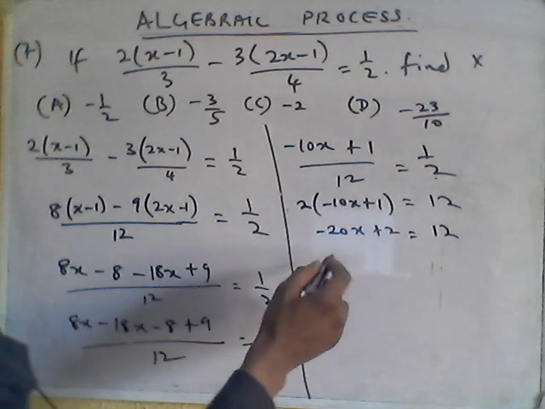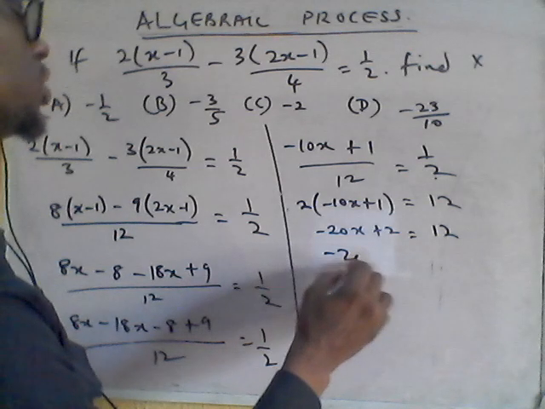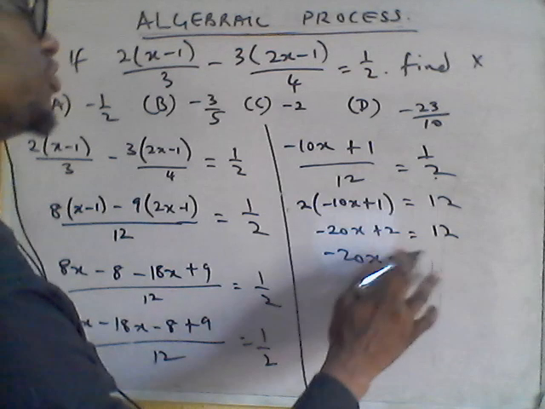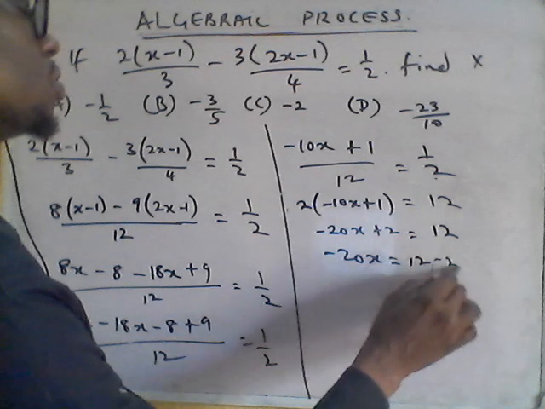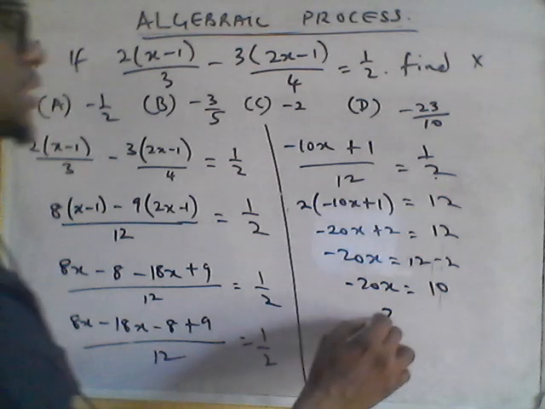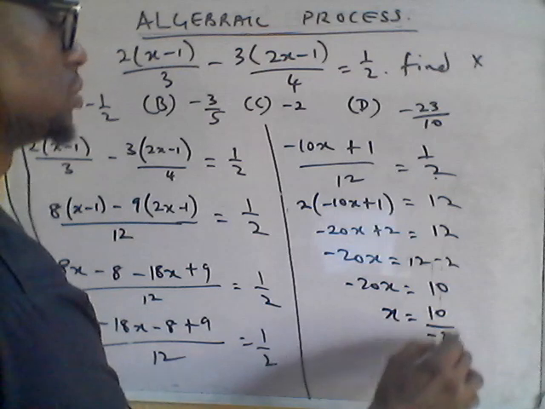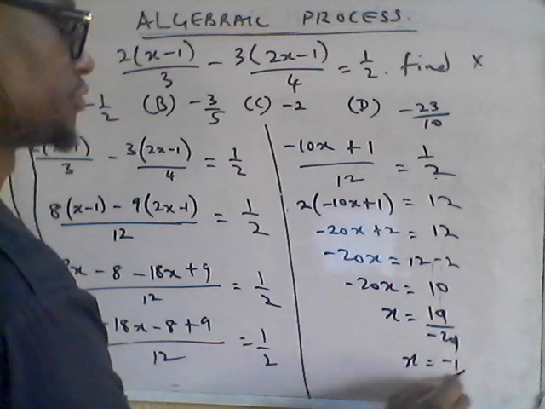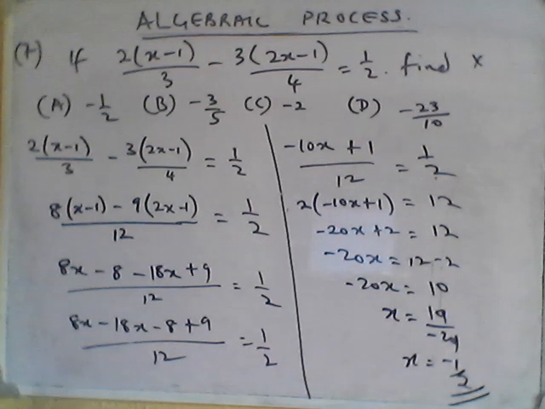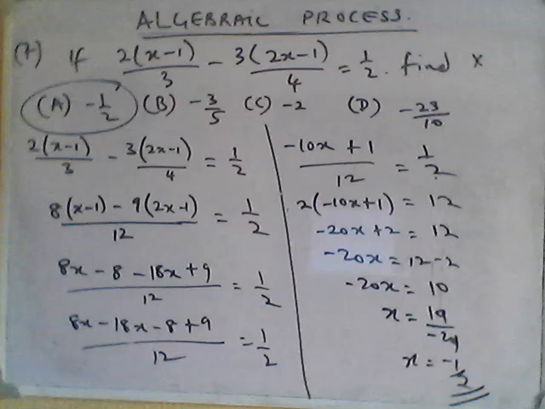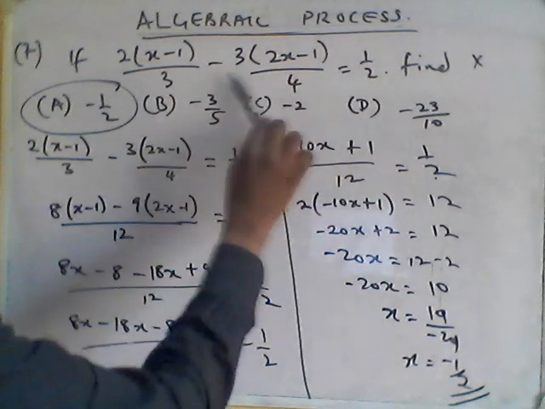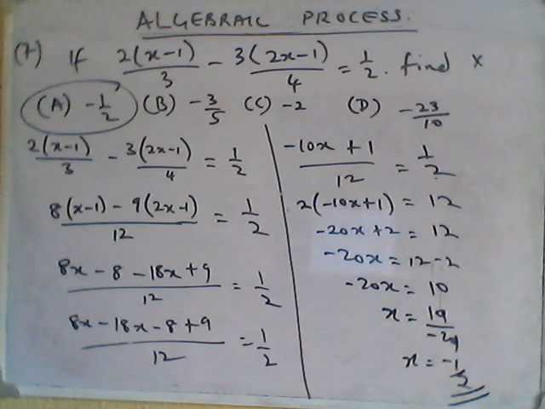So I collect like terms again. At this point, I would say minus 20x is equals to, when this one goes to the other side, it becomes minus 12 minus 2. So minus 20x is equals to 10. All right, so x is equals to 10 over minus 20. x is equals to minus half. So the value of x that makes this equation true is minus half. And the answer is A, thankfully. So if you put x on this side as minus half, and here, we get this thing balanced. So we'll move on to the next question.